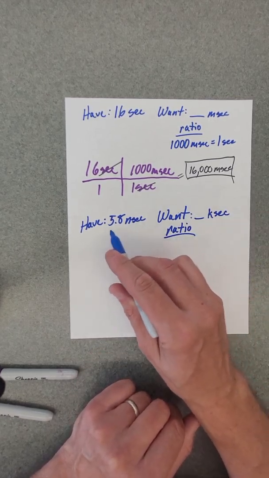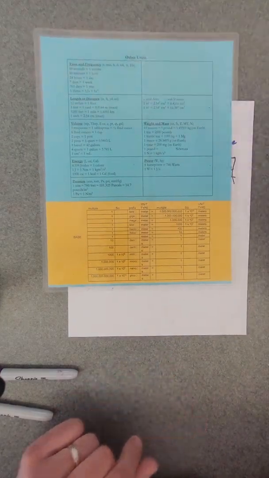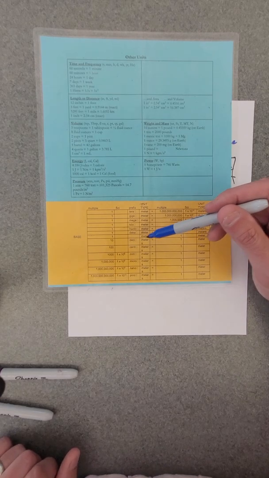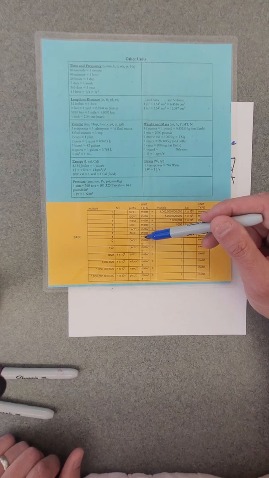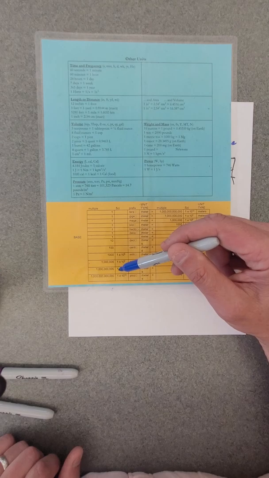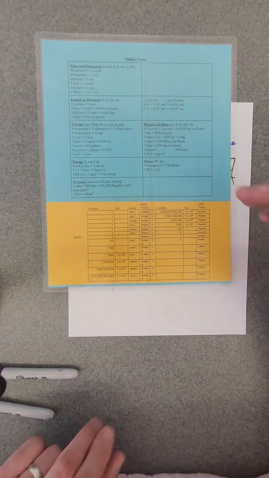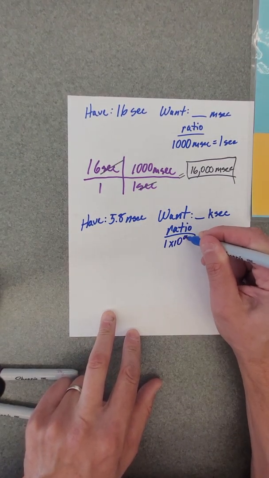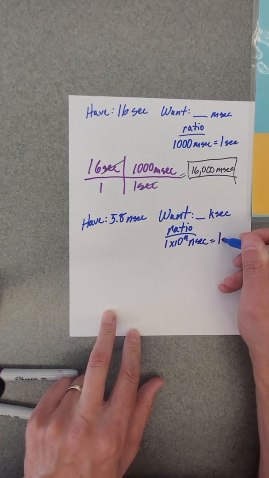First thing I'd need to do is how many nanoseconds in seconds. And again, I'm going to look to this again, and I see that seconds would be right here where it says base. So instead of meters, it's seconds. And nano is all the way down here. So I see 1 times 10 to the 9th nanoseconds is equal to 1 second. So 1 times 10 to the 9th nanoseconds is equal to 1 second.